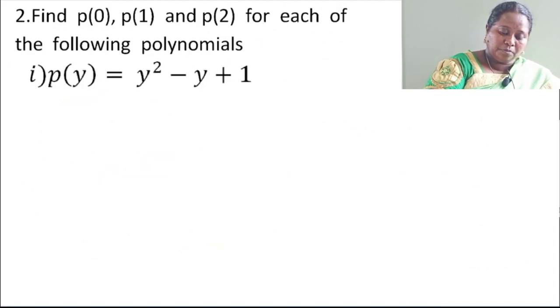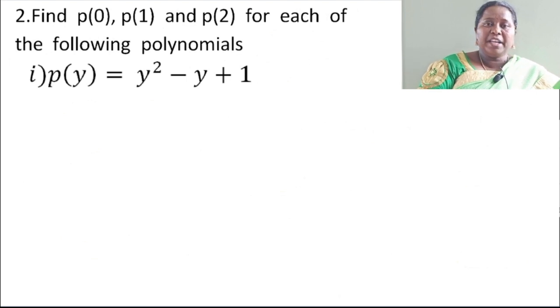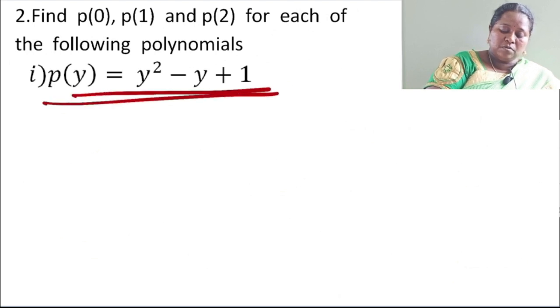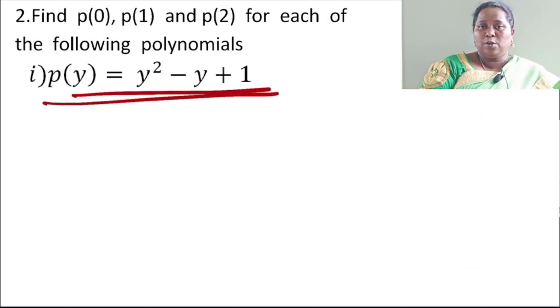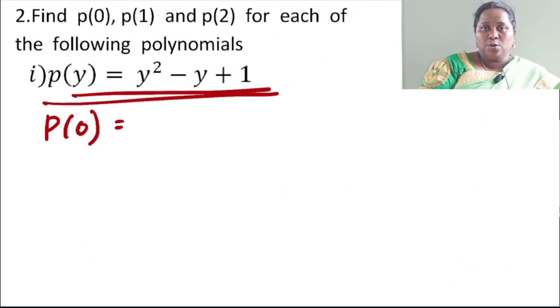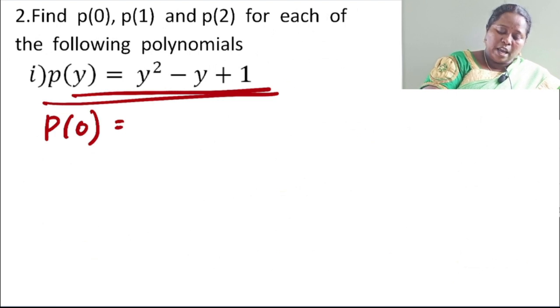The next sum. Find p of 0, p of 1 and p of 2 for each of the following polynomials. The first one, see here, p of y they have given. It is a y variable polynomial. Then I have to find out what is the polynomial value at the point of 0. So p of 0: instead of y, I am going to substitute 0, the whole square minus 0 plus 1. What is the answer now?